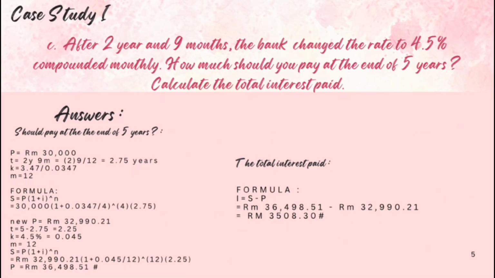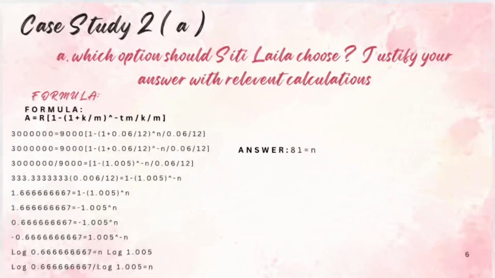Now we calculate for the total interest paid. We use the formula I equals S minus P. So RM 36,498.51 minus RM 32,990.21. So we got the answer, which is 3,508.30.